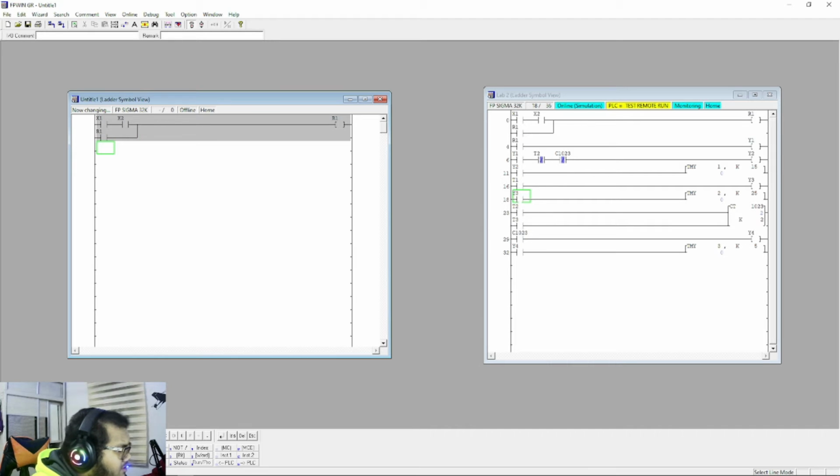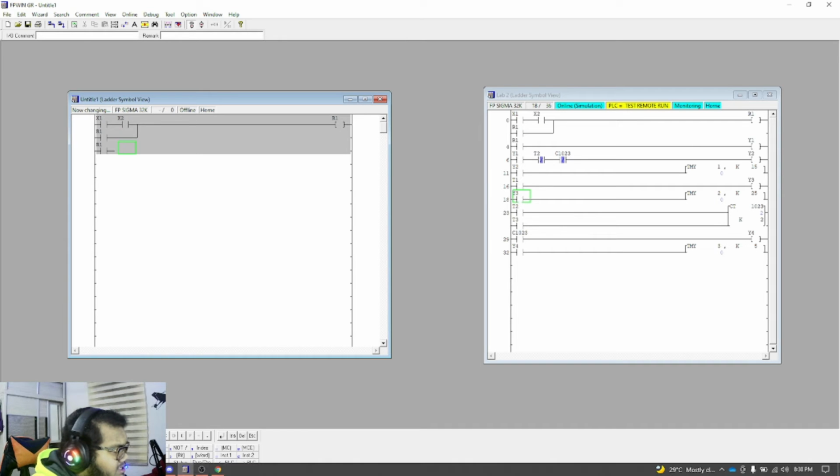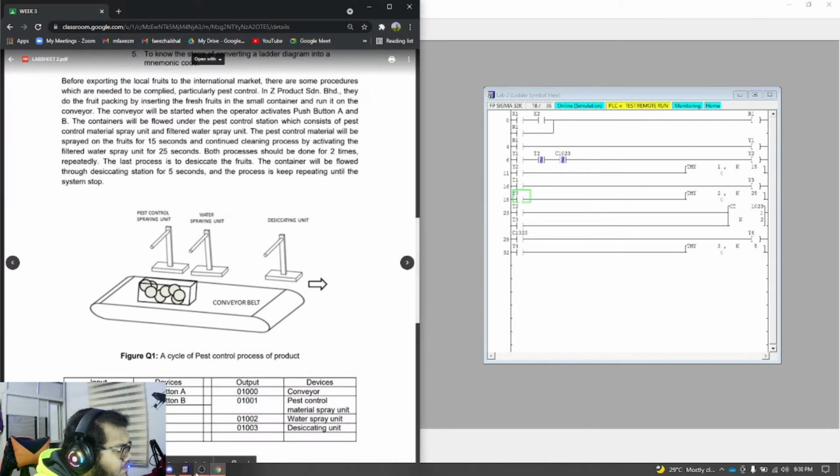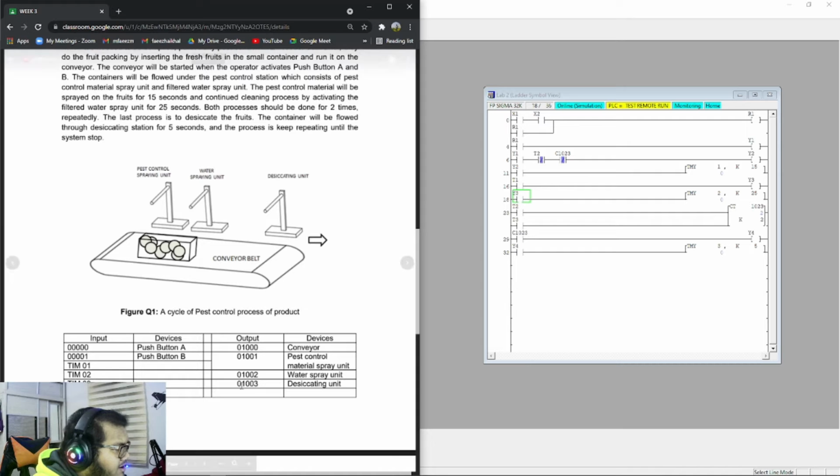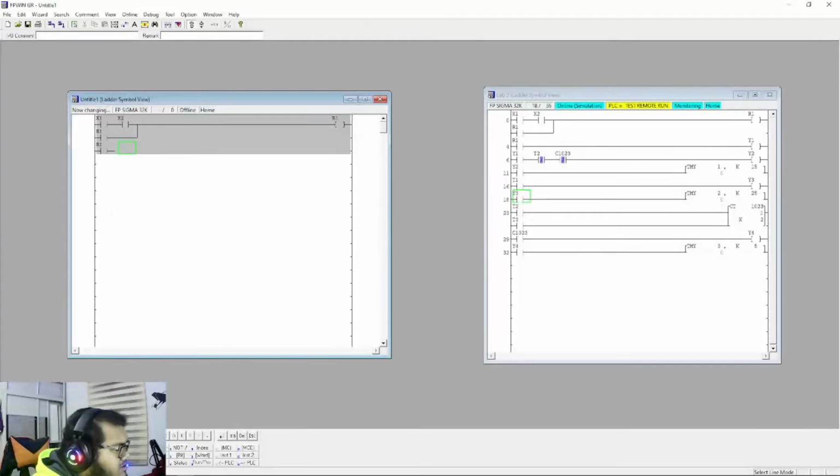Let's continue. For relay 1, we input relay 1. This relay 1 will activate Y1, which is the conveyor. After both buttons are pushed, R1 will activate the conveyor. So we put the input R1, and the output is Y1 as the conveyor.